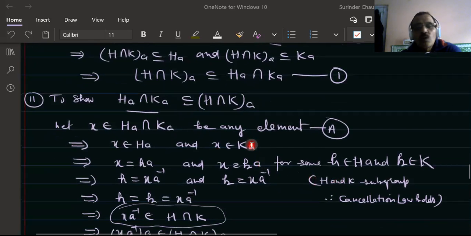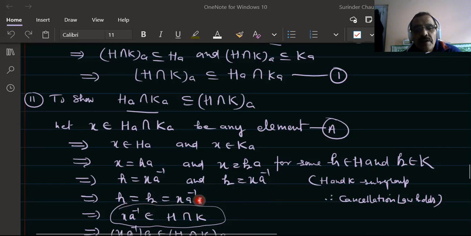Now, what are H and K? H and K are subgroups. Therefore, cancellation holds true. So in this equation, apply right cancellation by A inverse in both equations. Using distribution, we get H is equal to X inverse, X into A inverse, and K is equal to X into A inverse. So from these two equations, we can conclude that H is equal to K, because the right hand side equals the left hand side. H is equal to K is equal to X inverse.